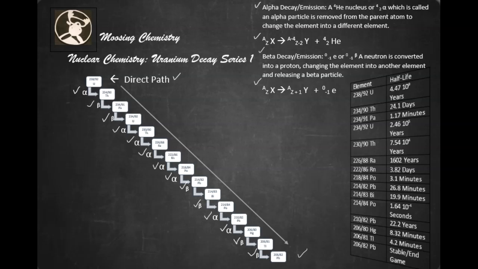Now let's look at the half-life versus the element. Uranium-238 has a half-life of 4.4 times 10 to the 9th years. Thorium-234 has a half-life of 24.1 days. Protactinium-234 has a half-life of 1.17 minutes. Uranium-234 has a half-life of 2.46 times 10 to the 5th years. Thorium-230 has a half-life of 7.54 times 10 to the 4th years.